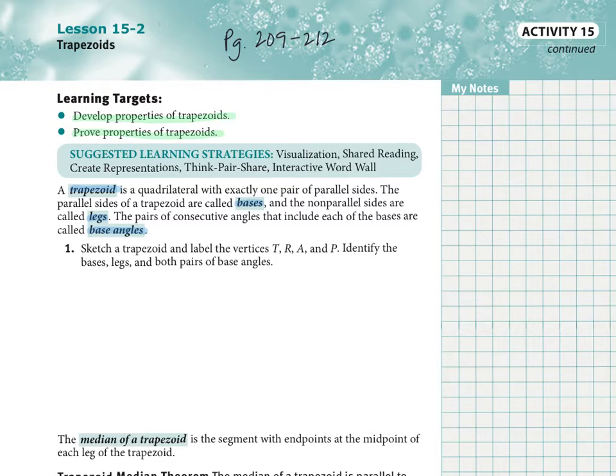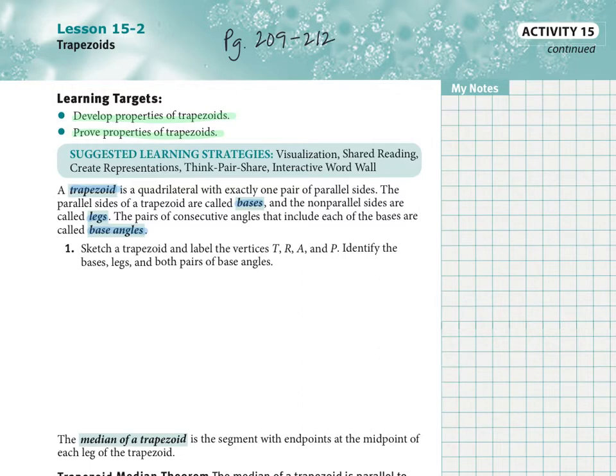So what we're going to do is sketch a trapezoid and label the vertices with points T, R, A, P. The textbook is trying to be funny, creating a trapezoid with all the vertices starting with the four letters trap. After that, we're going to identify the bases, legs, and both pairs of base angles. So let's start with sketching.